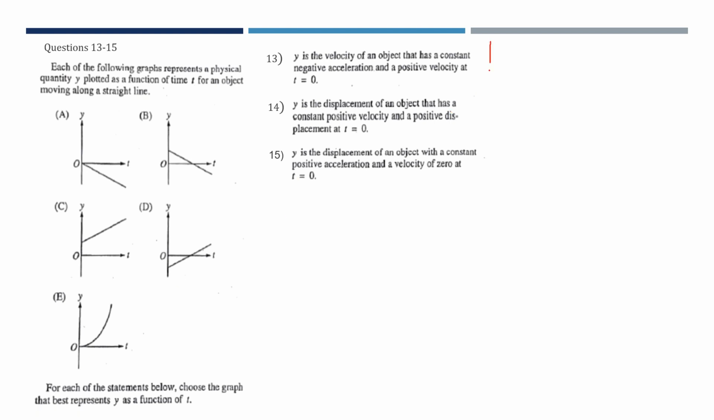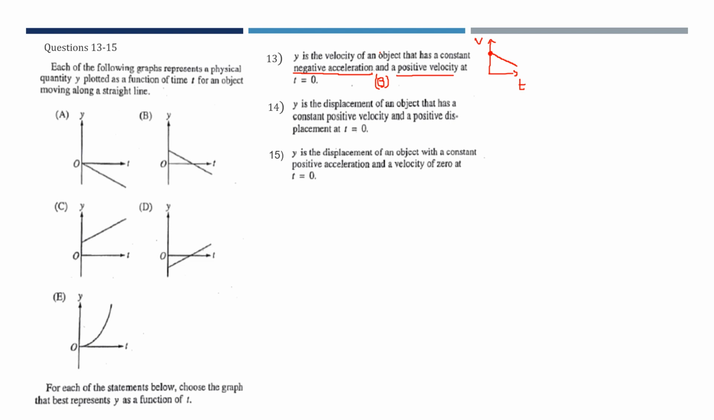Now we would like to graph a relationship between velocity and time for an object that has a negative acceleration. Having a negative acceleration means you have a decreasing velocity. So we have a decreasing velocity and the velocity is positive at t equals 0. A positive velocity at t equals 0 and it started to decrease. So B is the correct answer.